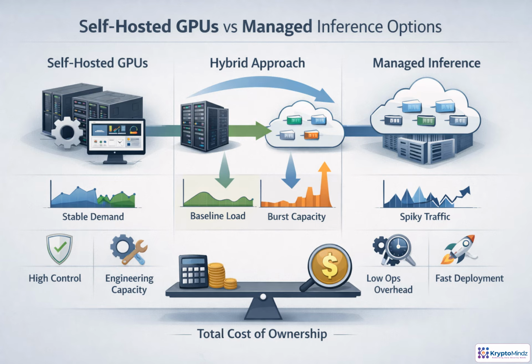The cheapest path is not always the lowest GPU hourly rate. Self-hosting can win when demand is stable and your team can handle serving, monitoring, scaling, security, and incidents. Managed inference is often better for bursty traffic, fast launches, or teams that do not want infrastructure ownership yet. A hybrid model is common. Run predictable baseline load on your own capacity, then spill bursts to a provider. Compare total cost of ownership, including engineering time, reliability risk, idle capacity, latency control, and how quickly demand changes.